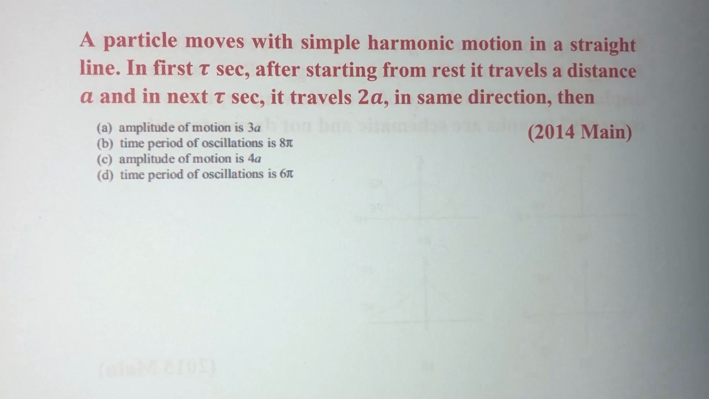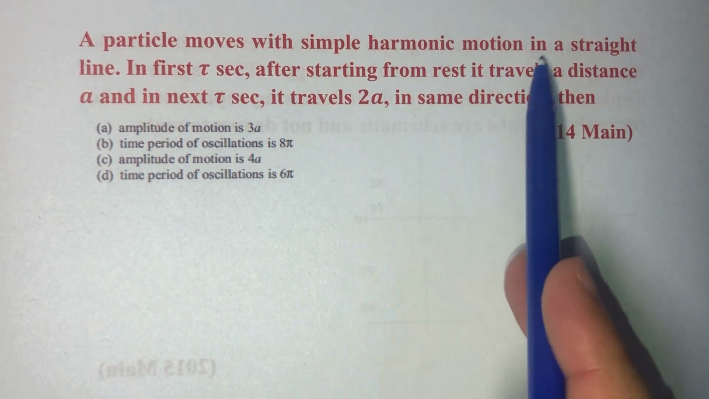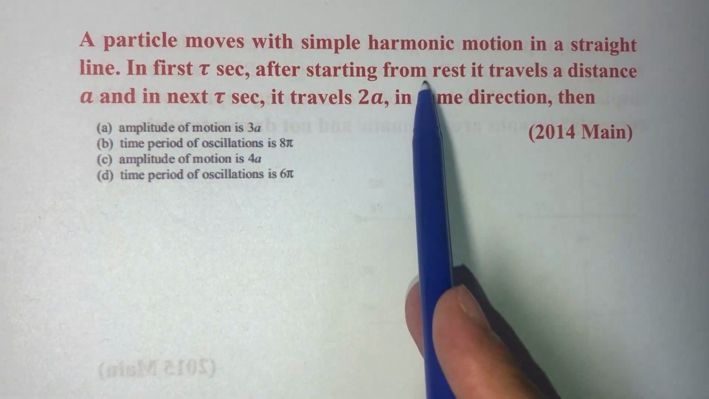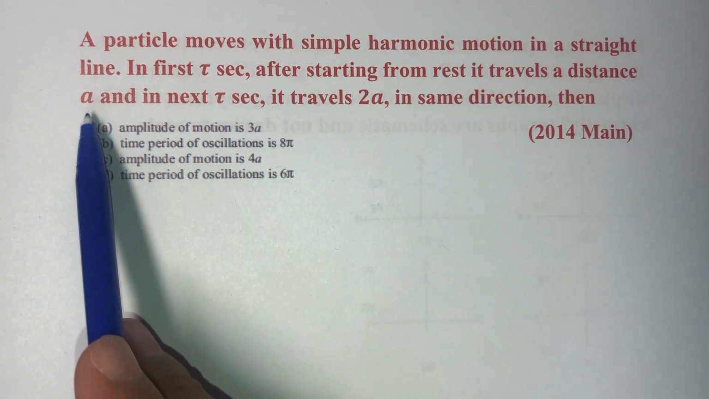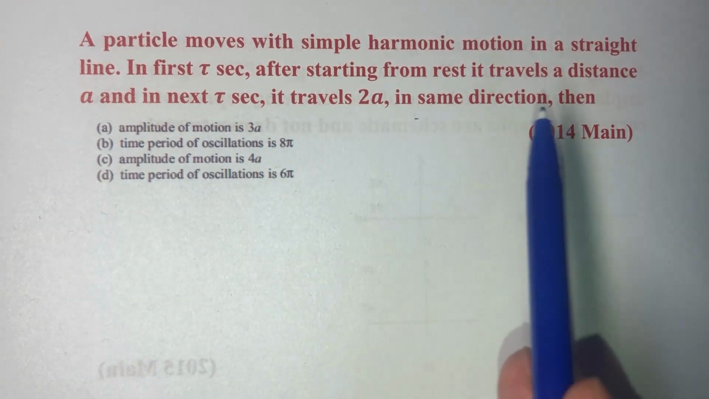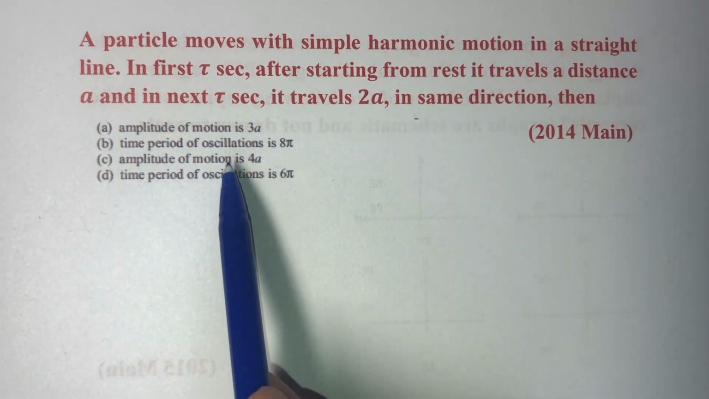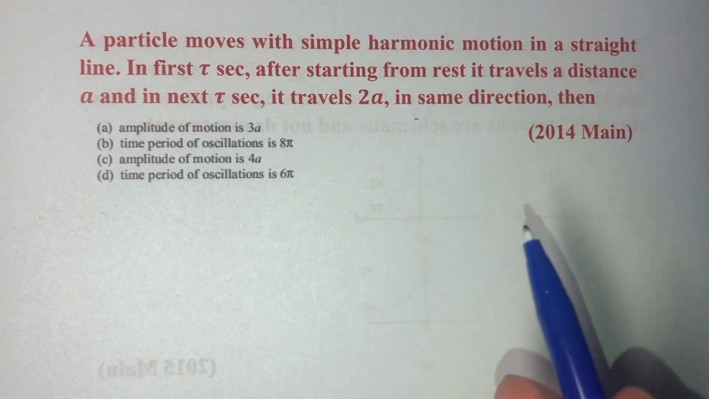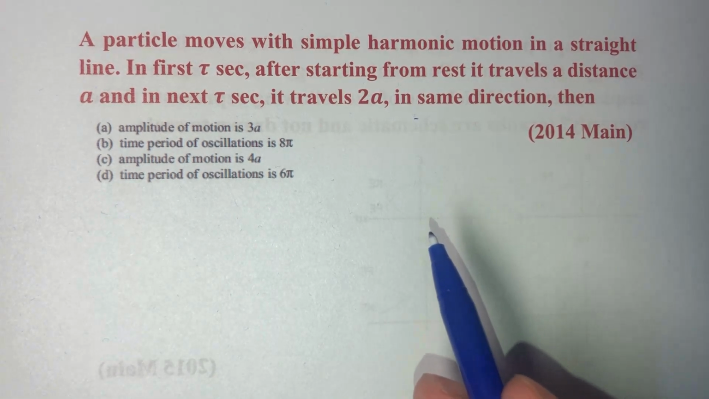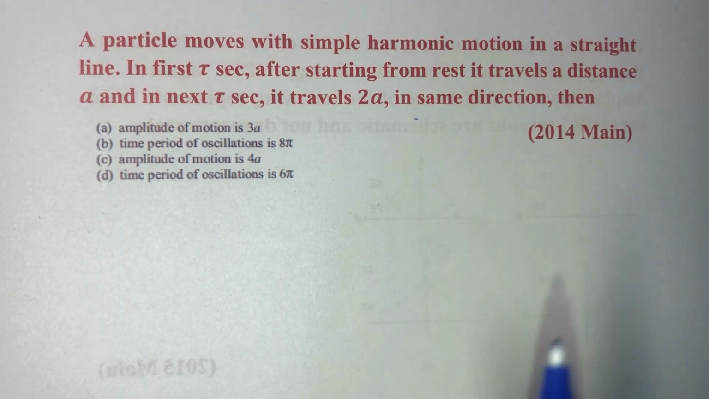Hello friends, today's question. A particle moves with simple harmonic motion in a straight line. In first tau seconds, after starting from rest, it travels a distance a, and in the next tau seconds it travels 2a in the same direction. Then we have to find out basically the amplitude as well as the time period of the oscillation. So it states that the particle travels in a straight line with the SHM and it starts from the rest.